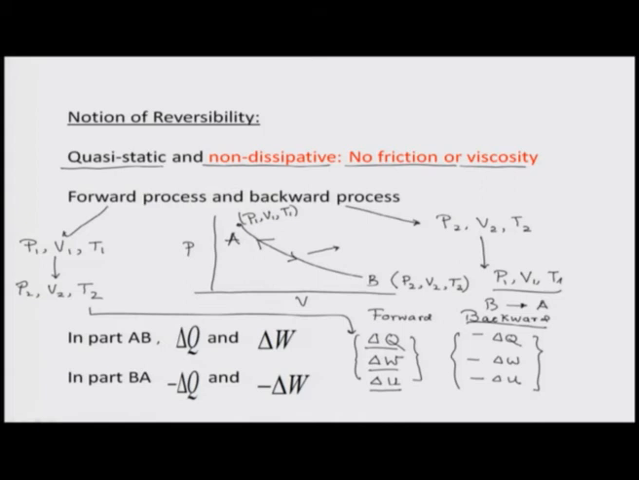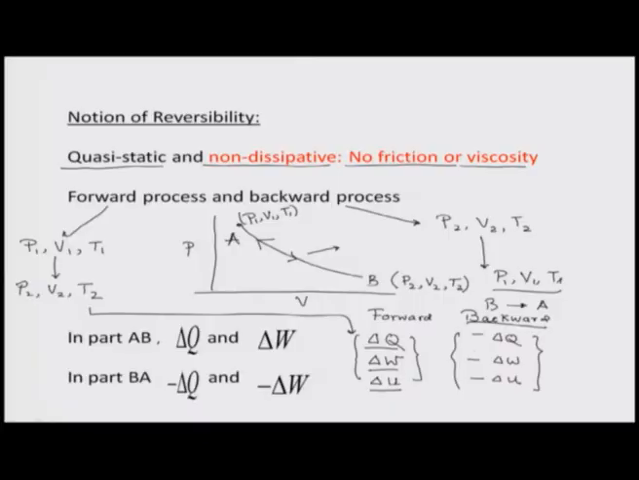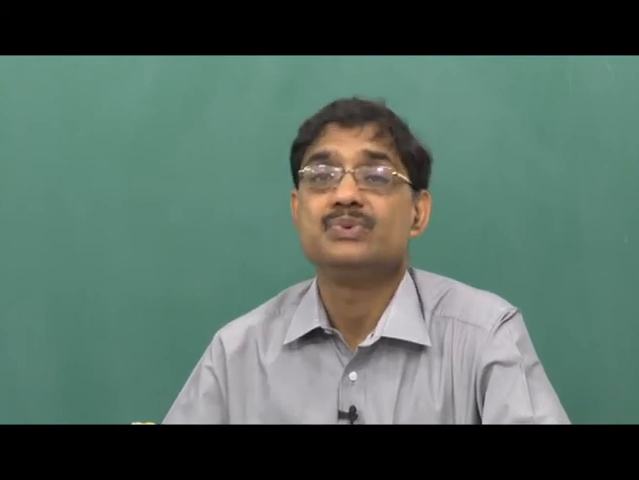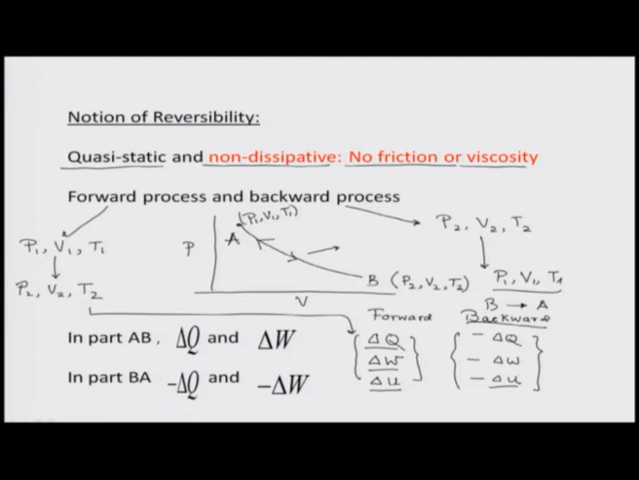If I absorb a heat delta Q in the forward process, I must release an amount of heat which is minus delta Q in the reverse process. Similarly for work, similarly for internal energy. If the net change in internal energy is positive, an amount delta U, in the reverse process it will decrease by the same amount, delta U. This is what I mean by forward and backward process, and in a reversible process these are equivalent in the following sense which I have elaborated here.